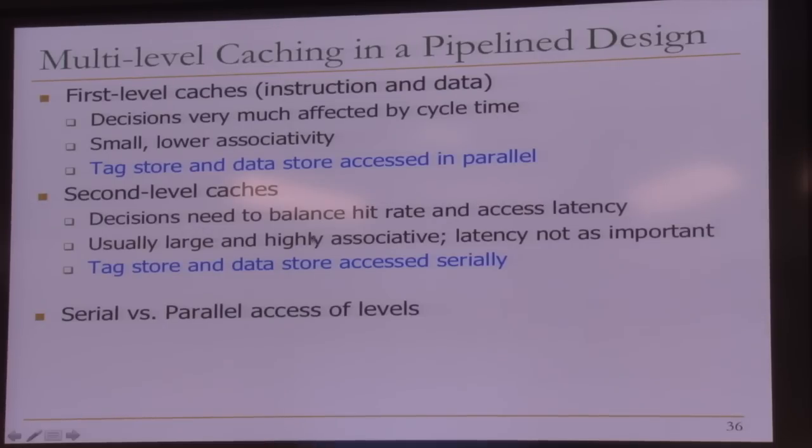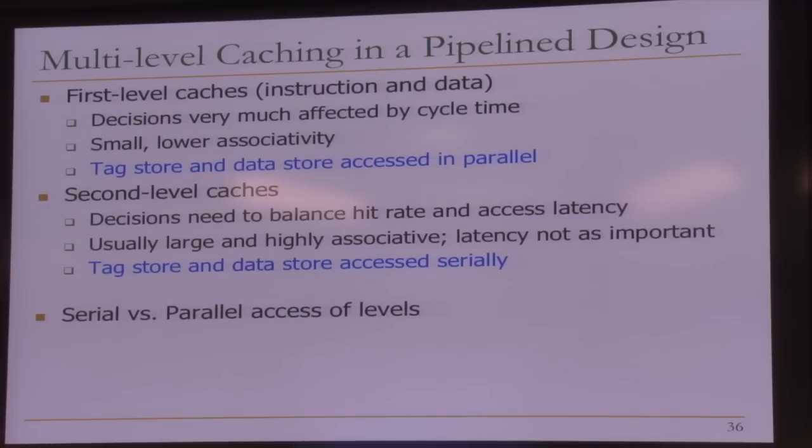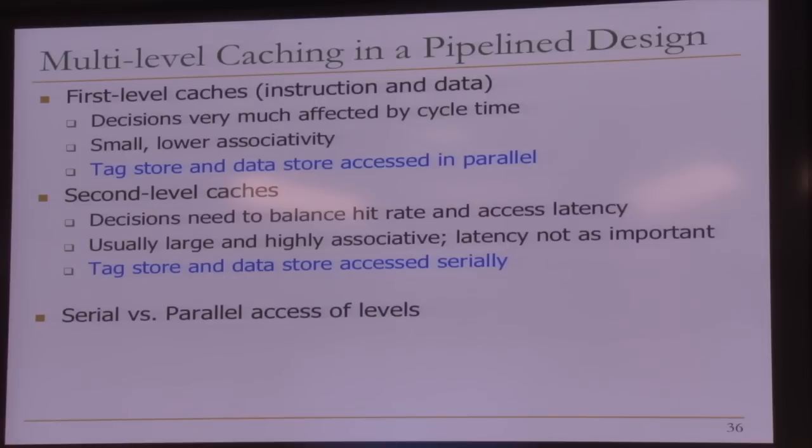But these are usually large and highly associative, and latency is not as important, although modern processors are having more and more levels. So latency of the second level is becoming also important, and maybe third level is becoming less important. And tag store and data store are accessed serially in most second level or third level caches. And the reason is you want to save power, right? Especially think about a large cache, a 48 megabyte cache.